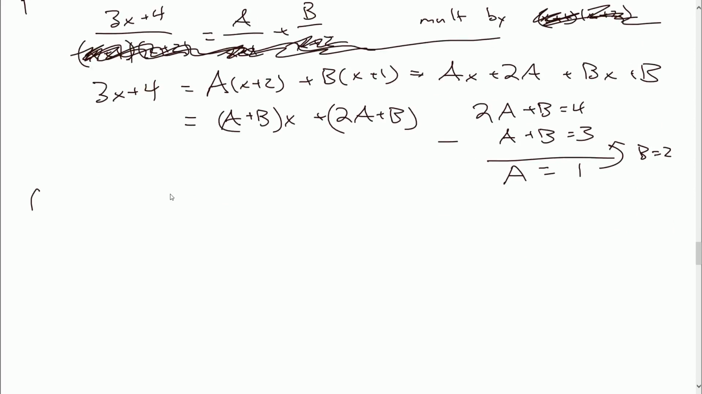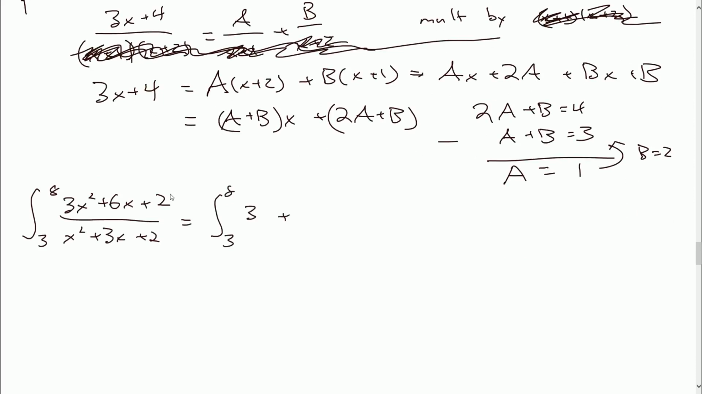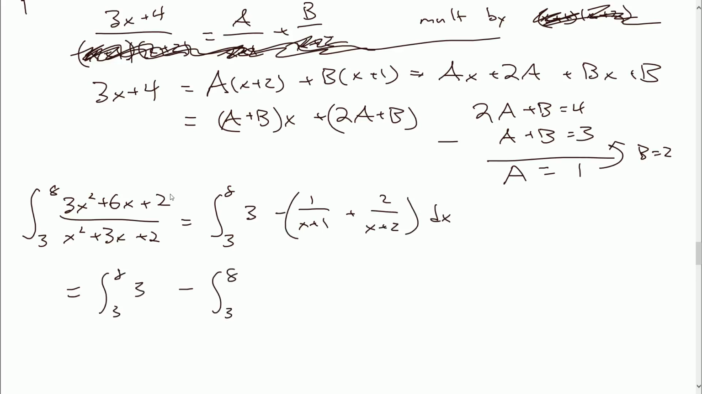So what have we got? Well, we are finally in a position to integrate this. The integral from 3 to 8 of (6x plus 2) over (x squared plus 3x plus 2) is the integral from 3 to 8 of 3 plus A, so that's 1 over x plus 1. Oh, sorry, this should be a minus. And then 2 over x plus 2. So the integral from 3 to 8 of 3 minus the integral from 3 to 8 of 1 over x plus 1. And then this minus will actually distribute, so it's another minus sign. And there should be dx's everywhere. The integral from 3 to 8 of 2 over x plus 2.